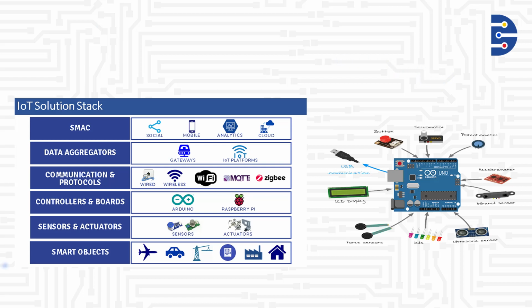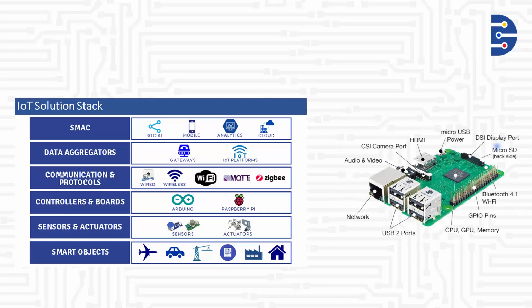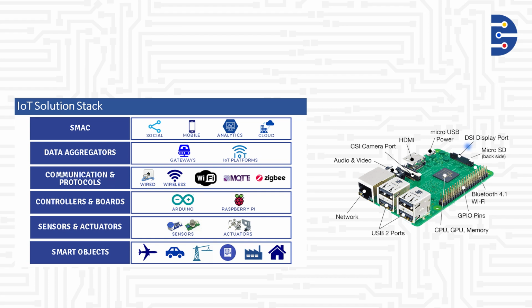Along with the Arduino, the next most popular board is the Raspberry Pi. It is also known as a single board computer or an SoC, that is a system on chip. It is called a single board computer because within a small real estate of a chip, it has the capacity and the power of a mini computer.